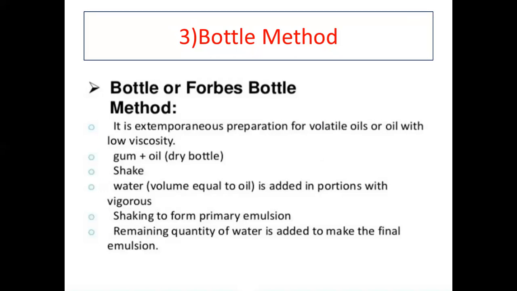How many methods are used for preparation of emulsion? Three methods. Which? Wet gum method, dry gum method, and bottle method. Then next point.